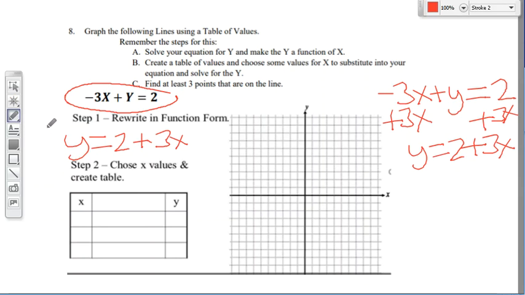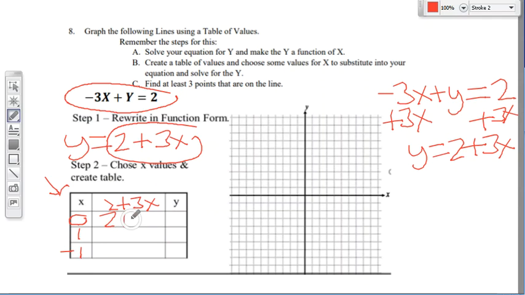Okay, now we just pick any values we want to plug in for the x. I always use 0. Let's use 1 and negative 1. And you guys can actually use anything that you want. And then we take our equation here, and we substitute these values that we picked for x into the equation, and that's going to tell us what our y is when the x is that particular value.